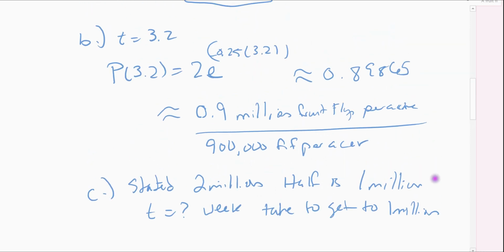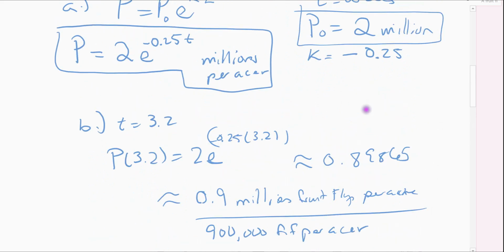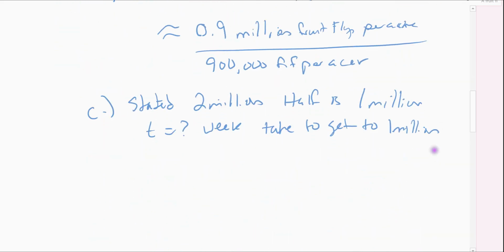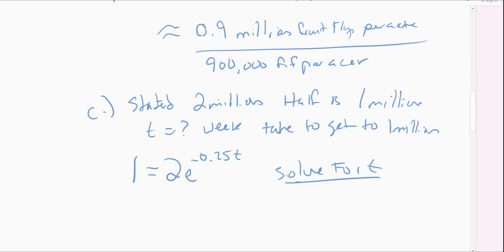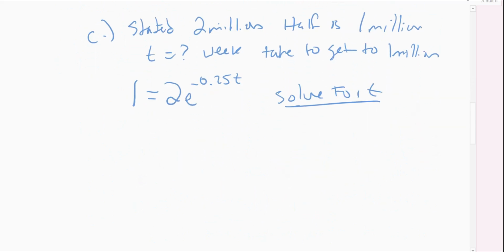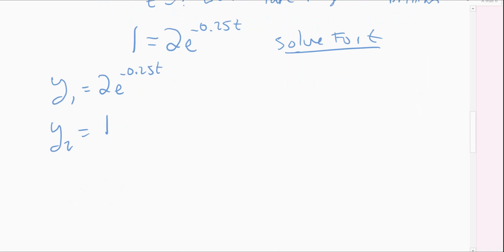To set this up, you would take your original equation, set it equal to 1. So 1 million equals 2e to the negative 0.25 times time, and we want to solve for t. Like I said, there is a by hand method, but we haven't learned it yet, so we're going to solve it graphically. To solve this graphically, in y1 you would plug in your equation 2e to the negative 0.25t. In y2, you would plug in your 1. Remember, both of those stand for millions. Standard window, I believe, should work just fine.